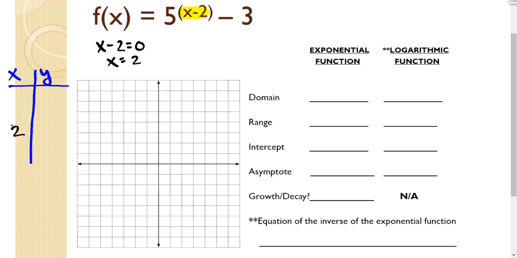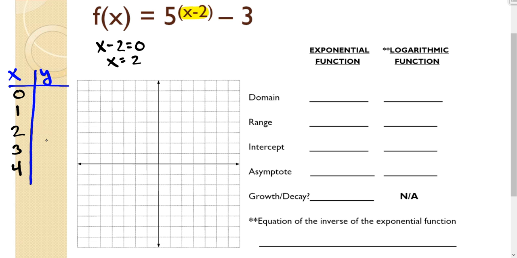So that means 2 is kind of in the middle, and I'm going to put 2 values that are less than 2, like 1 and 0, and 2 values that are greater than 2, like 3 and 4. So that's going to give me a decent number of points to be able to sketch a graph of this particular function. So let's go through and plug it in and explain why it is that we want to set our exponent equal to 0 and center our t-chart that way.